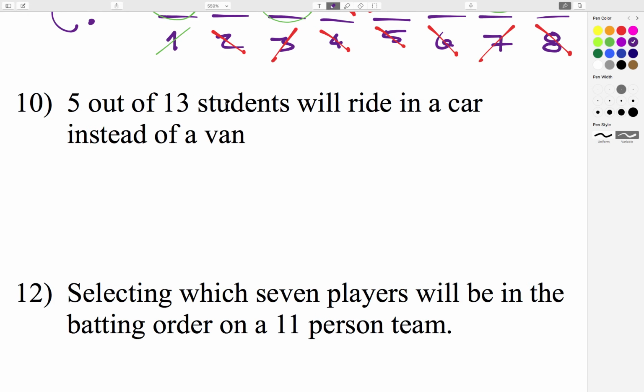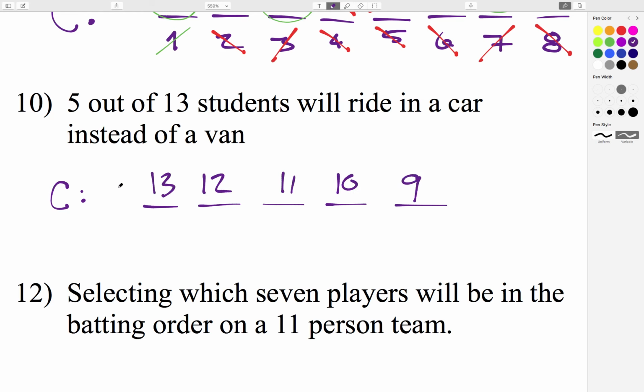5 out of 13 students will ride in a car instead of a van. I don't care how they sit in the car as long as they're sitting in the car. So it's a combination because order does not matter. So 1, 2, 3, 4, 5, and I have 13, 12, 11, 10, 9. And I need to divide out the order. So 5, 4, 3, 2, 1.